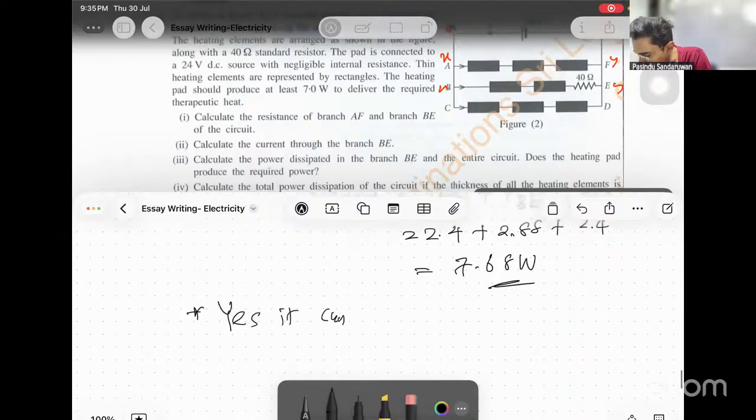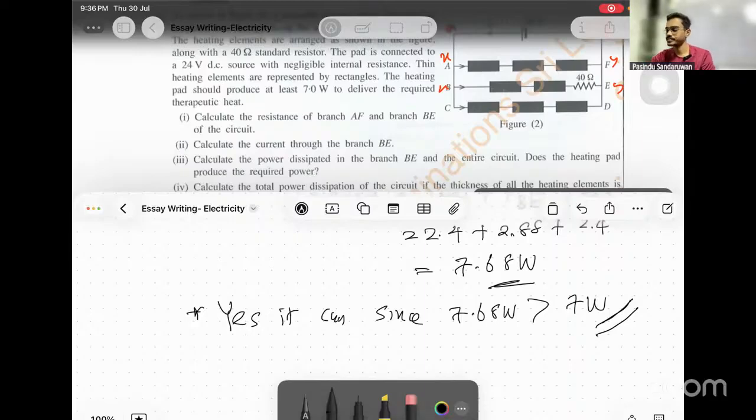Yes, it can, since 7.68 watts is greater than 7 watts. Right?